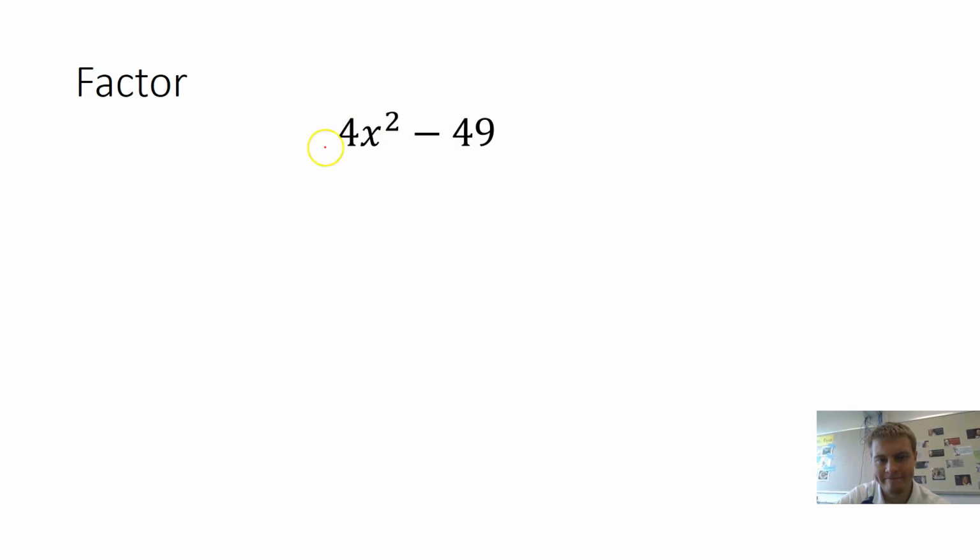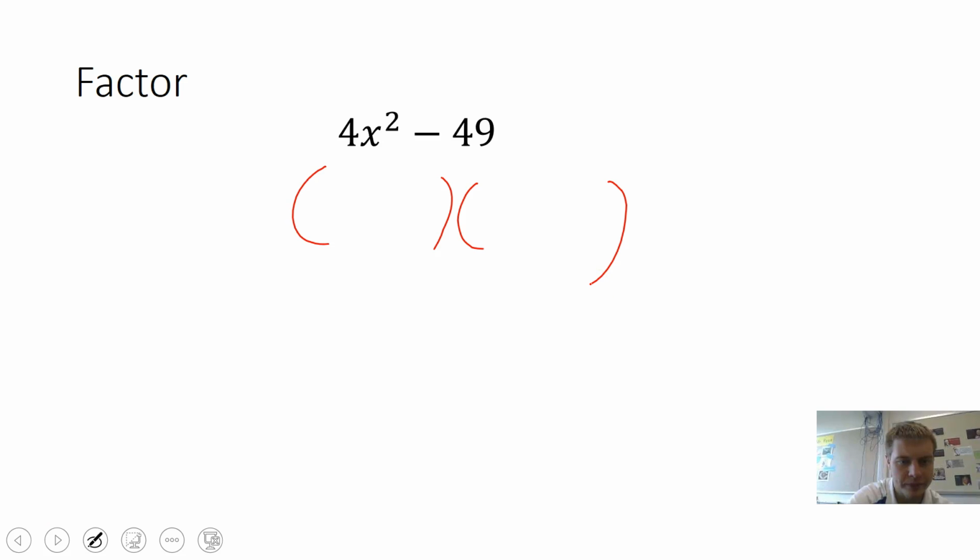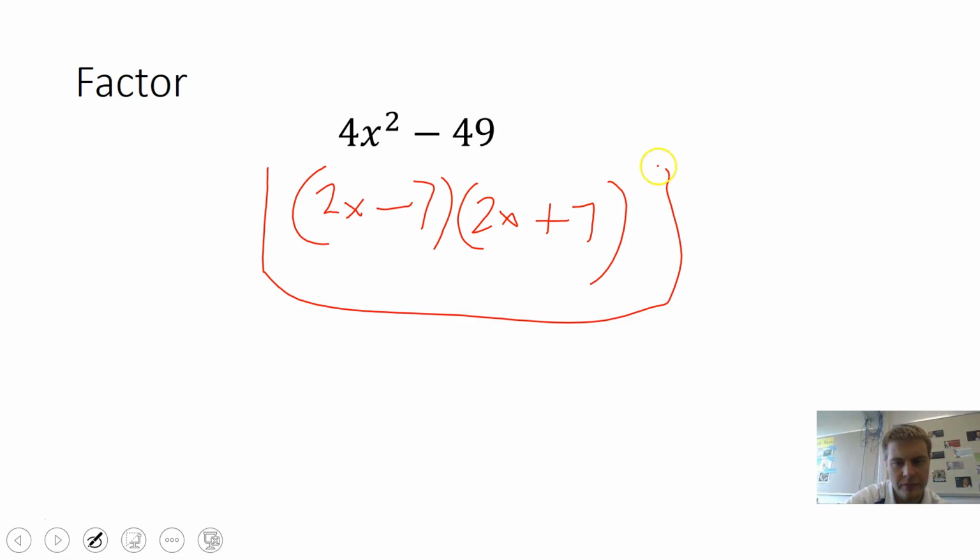And this one's a lot easier than it looks. There's only one thing that's going to work. It's going to be 2x times 2x, because 2x times 2x gives you 4. Then what multiplies together to give you 49? Well, that's easy. That's negative 7 and positive 7. And that would be the answer right there.